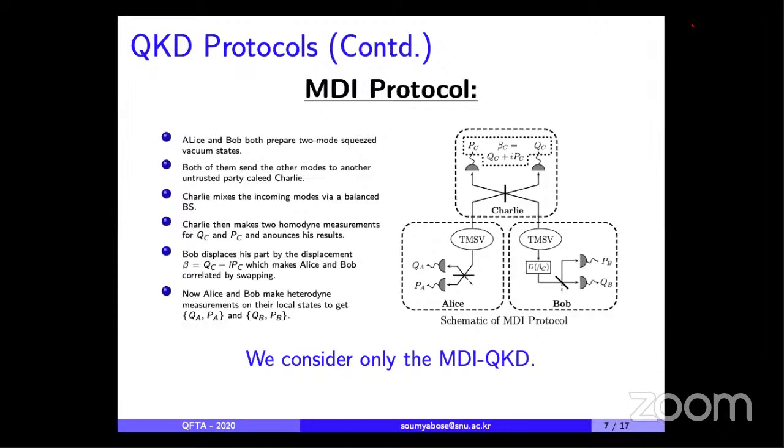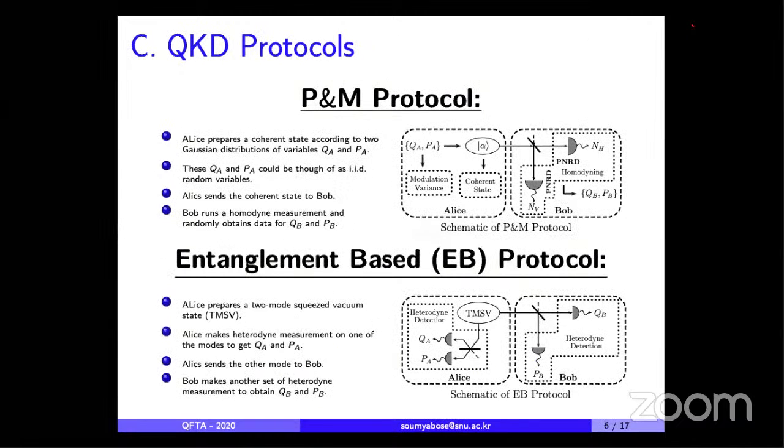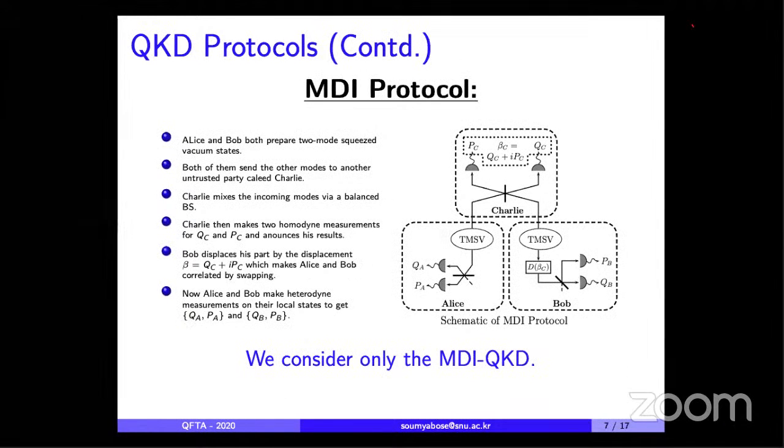In the rest of the talk, we will only stick to this measurement device independent QKD. At this stage, I think a lot of people are from the discrete variable background. So in discrete variable, there is something called device independent. That's essentially an entanglement based protocol where people exploit the Bell non-locality. Then the intrinsic randomness provides the security. But here the protocol is slightly different. The security is all about the operations involved in Charlie's part. If the results are correlated, then we can extract the key, otherwise not.